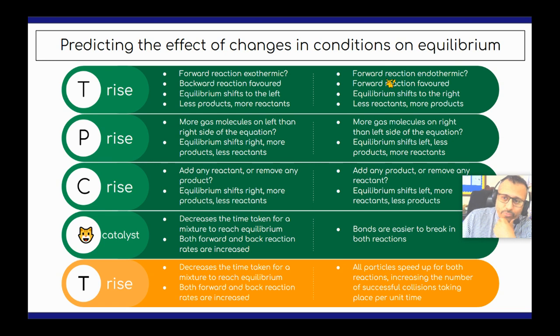If, however, you have a forward reaction that is endothermic, the forward reaction is favored if you raise the temperature. The equilibrium shifts over to the right, and you get less of the reactants that you start off with and more of the products.